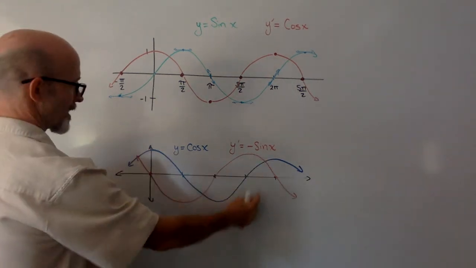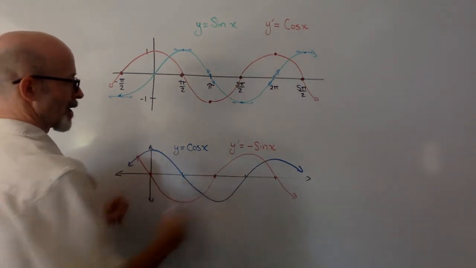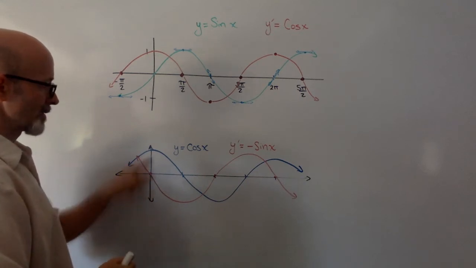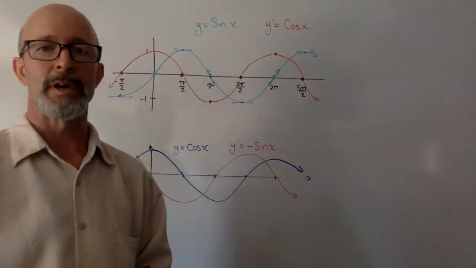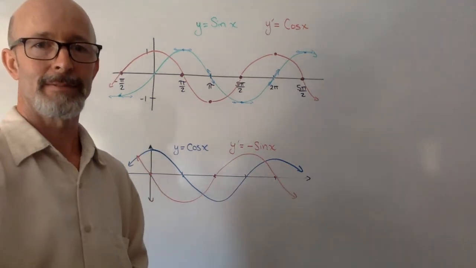All the max and min values all have slopes that are 0. However, these are decreasing, meaning that it's going below. Turns out the derivative of cosine is negative sine.